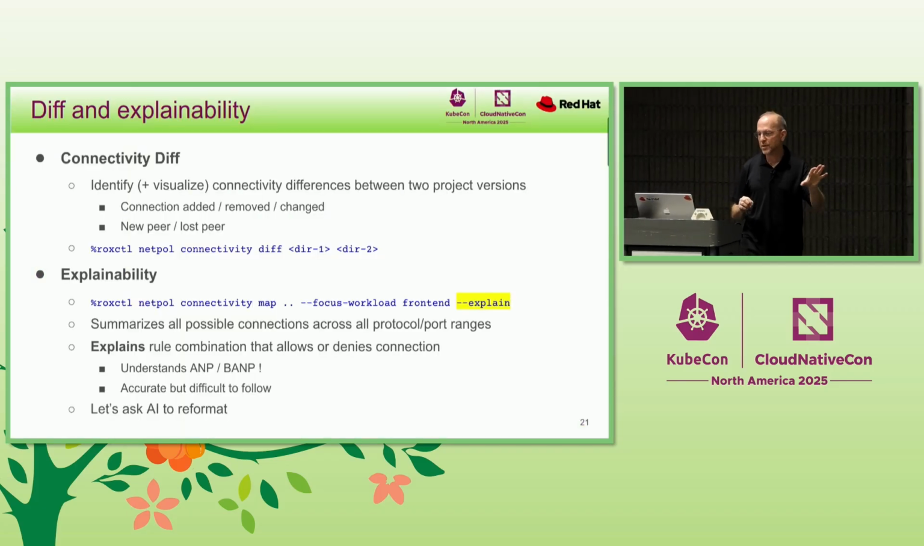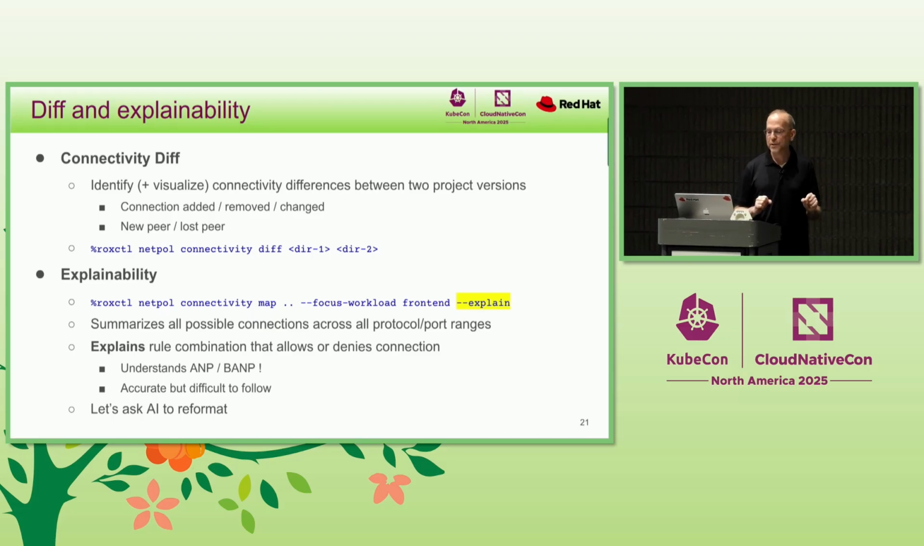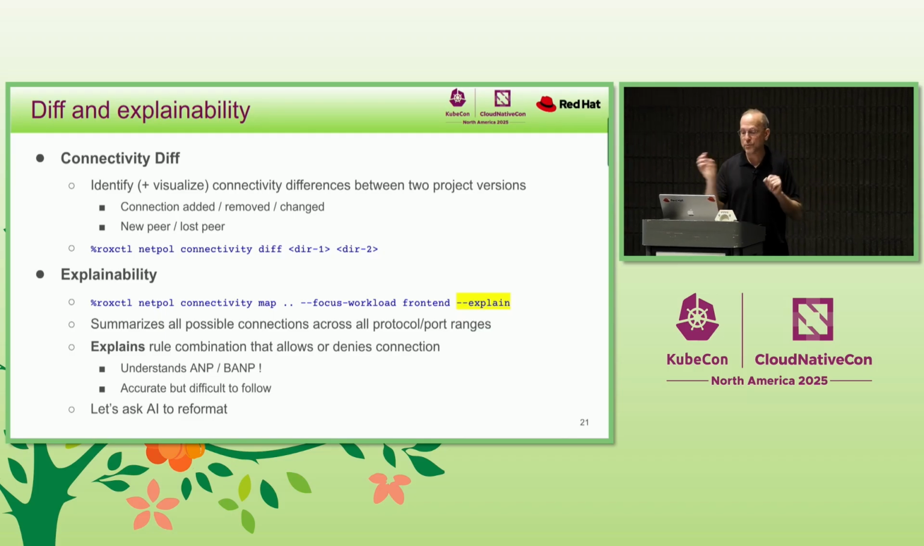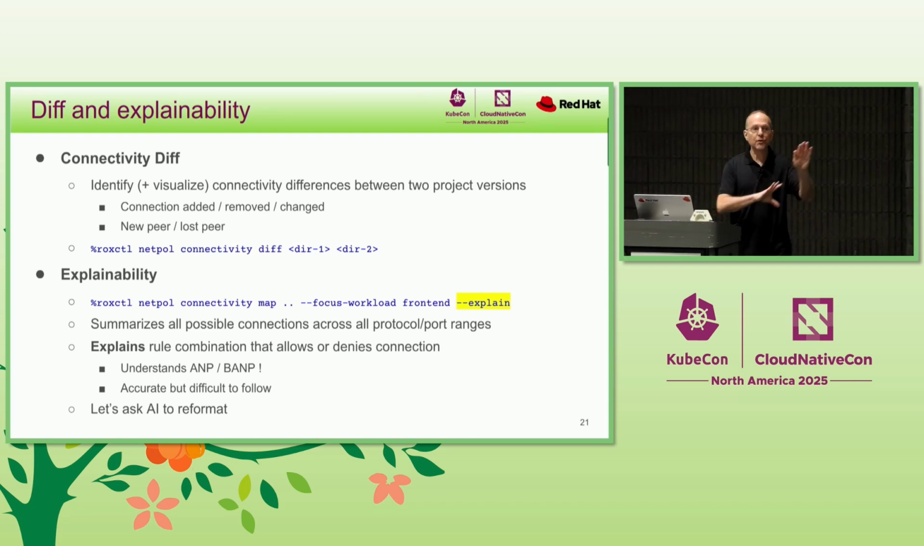The first, as I mentioned, is a connectivity diff. I'm not going to be able to demonstrate it with the short time that we have today. But we will show you visually which connections have been added, removed, or changed, which new peer has been added to the mix or removed from the mix. And that's quite different than just trying to figure out the diff between 2 different files. There's no way you're going to figure that one out.